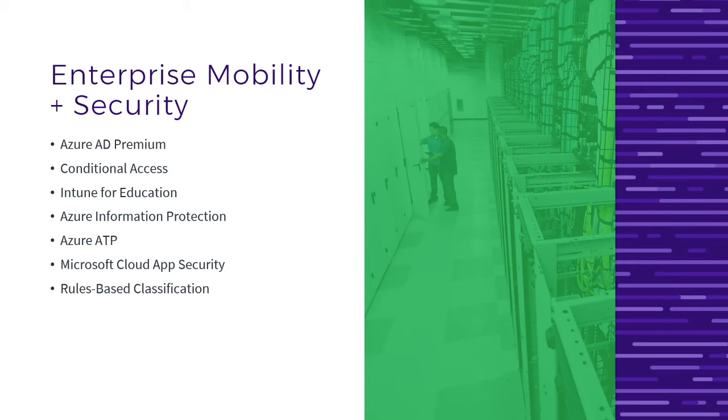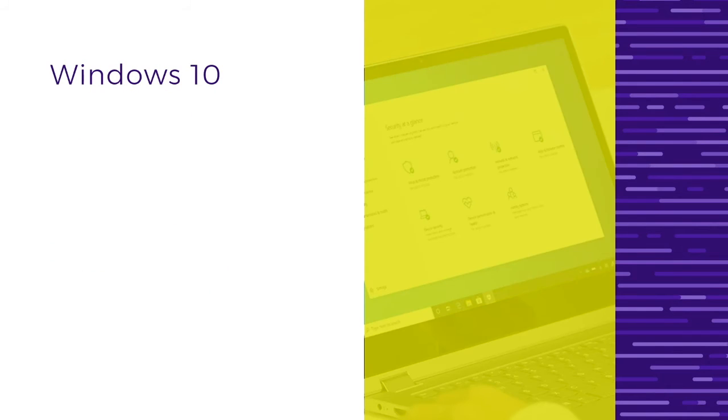So next we're going to talk about Windows 10. This is the actual desktop or laptop that your users, your students and staff, may be using. There's a bunch of things around Windows 10, a lot of cool things. I'm going to talk about some of the high-level stuff I think is going to be beneficial for educational institutions. What is Autopilot?